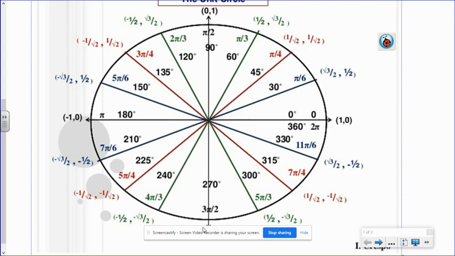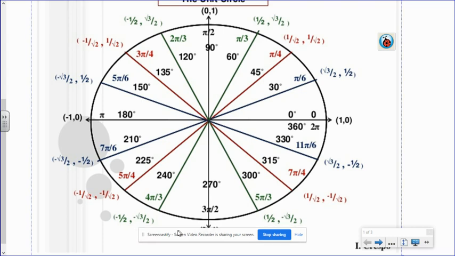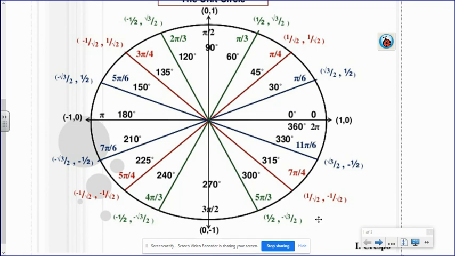Okay, so for the remaining 2 weeks, we're going to be talking about graphing trig functions and inverse trig. And so that needs to start with making sure you recall and understand the unit circle. So we're just going to kind of recreate it and go over some basics.